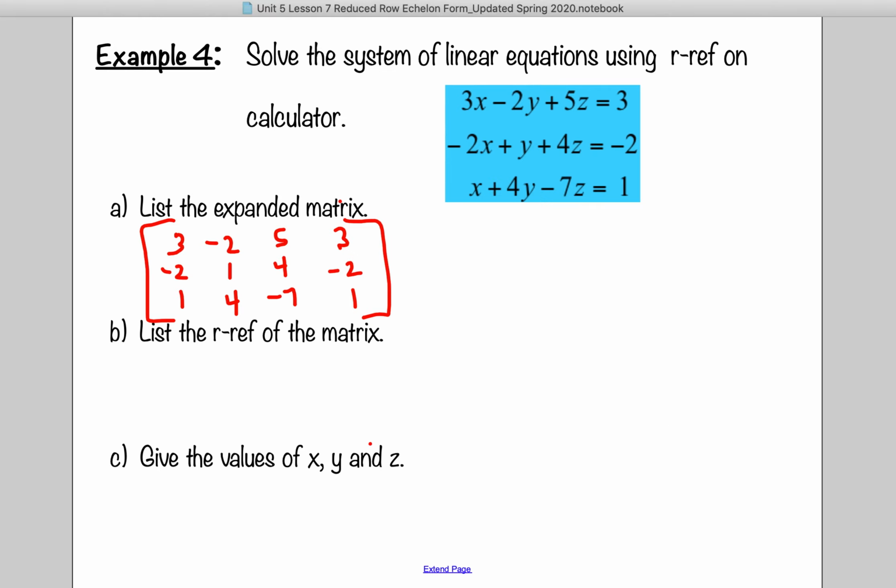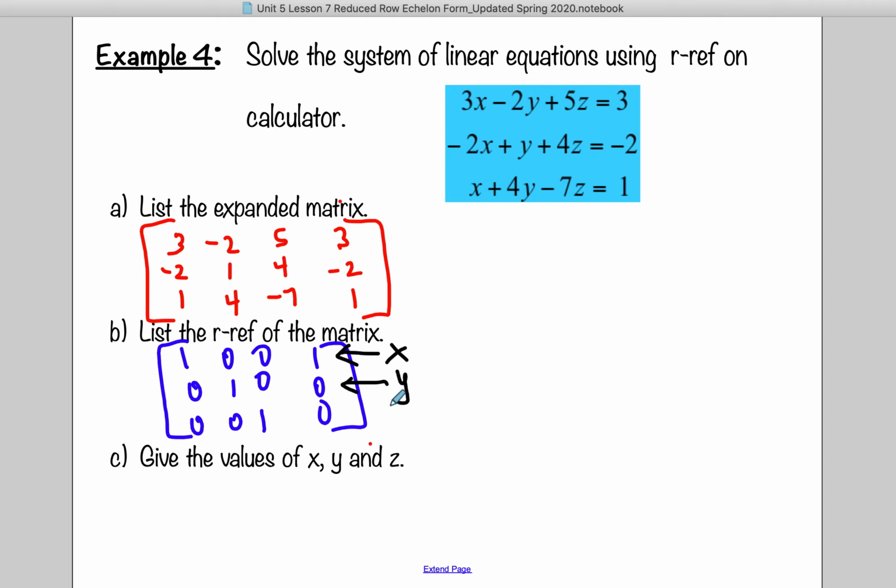So B, we had 1, 0, 0. And then for our solution, we had 1, 0, 0. So this is my RREF matrix. This is our X. This is our y, and this is our z. So we will have 1, 0, 0. That is our solution for example 4, using reduced row echelon form on our calculator.